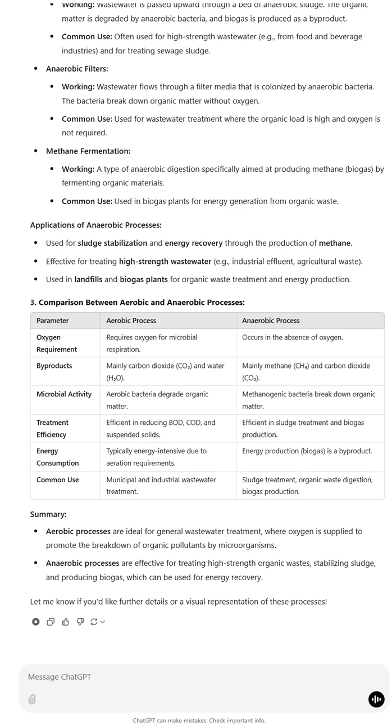Energy consumption. Typically energy intensive due to aeration requirements. Energy production, biogas, is a byproduct. Common use, municipal and industrial wastewater treatment. Sludge treatment, organic waste digestion, biogas production.